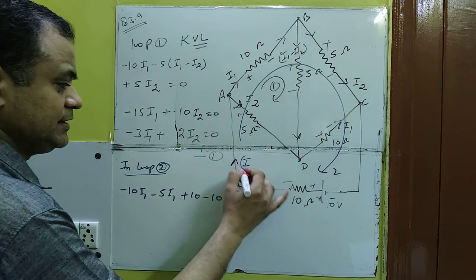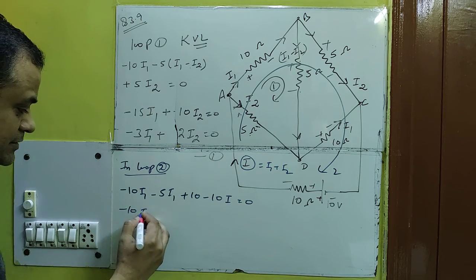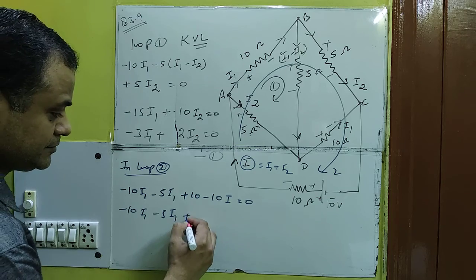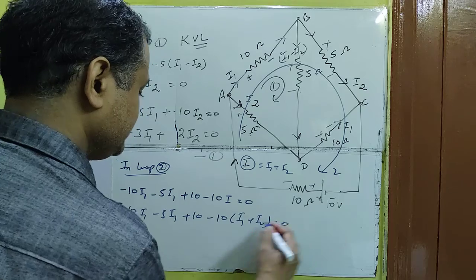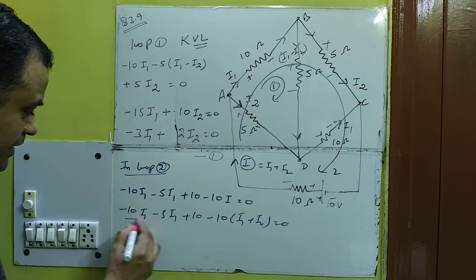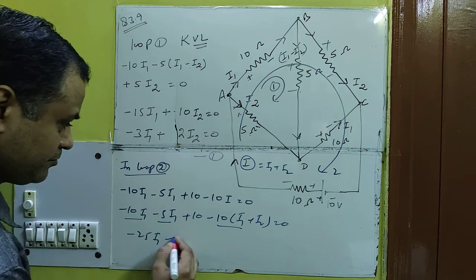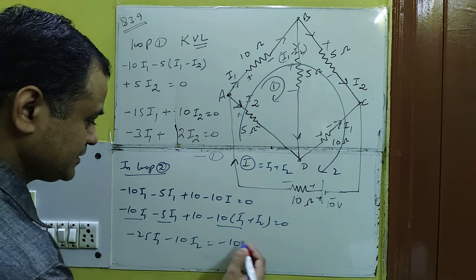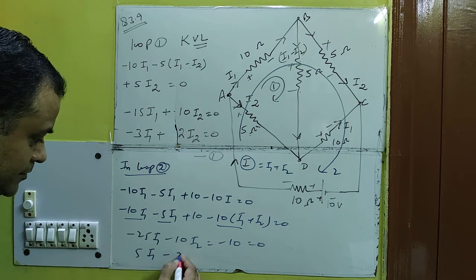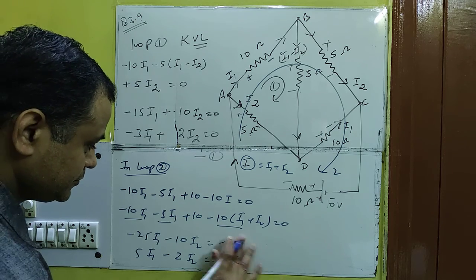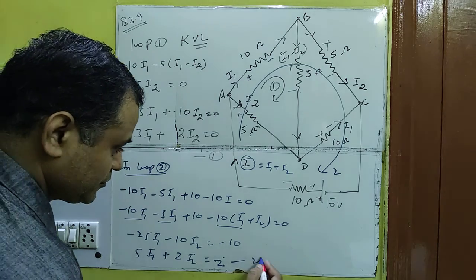And children, what is the I? I is basically I1 plus I2. So you can replace: minus 10 I1, minus 5 I1, plus 10, minus 10 (I1 plus I2) is equal to 0. Now this becomes minus 10, minus 5, and minus 10. This is minus 25 I1 minus 10 I2 is equal to minus 10. Dividing by minus 5, this one is 5 I1 plus 2 I2 is equal to 2.